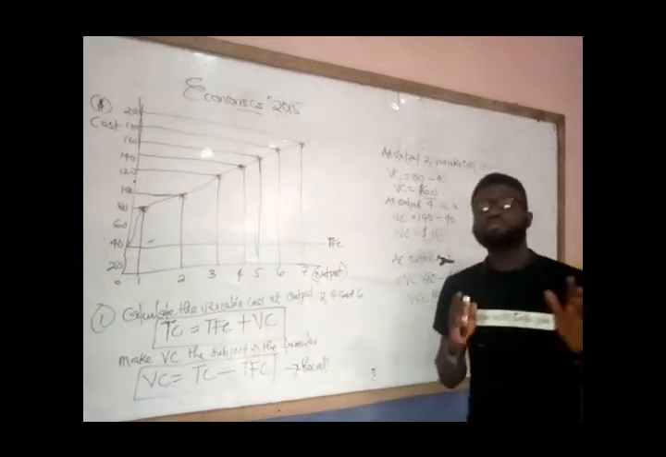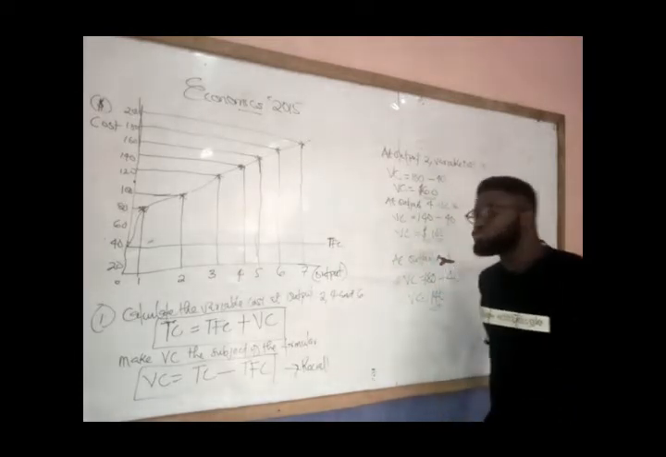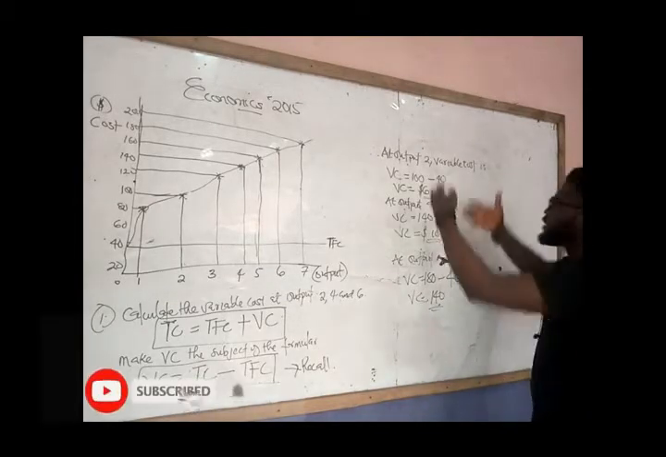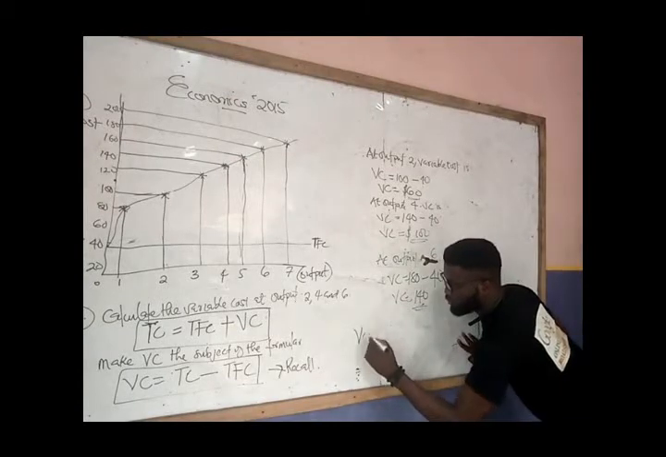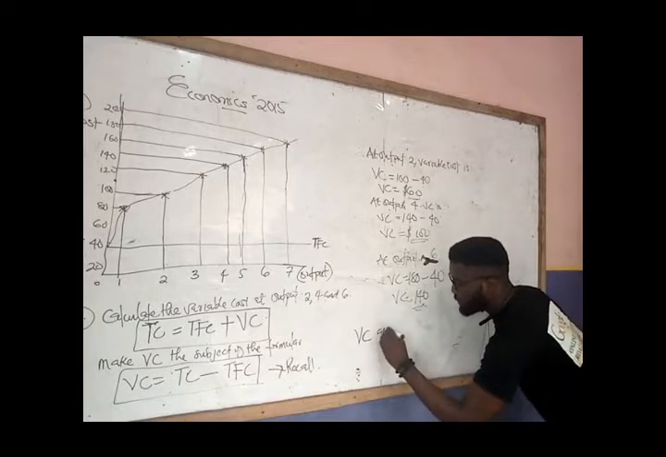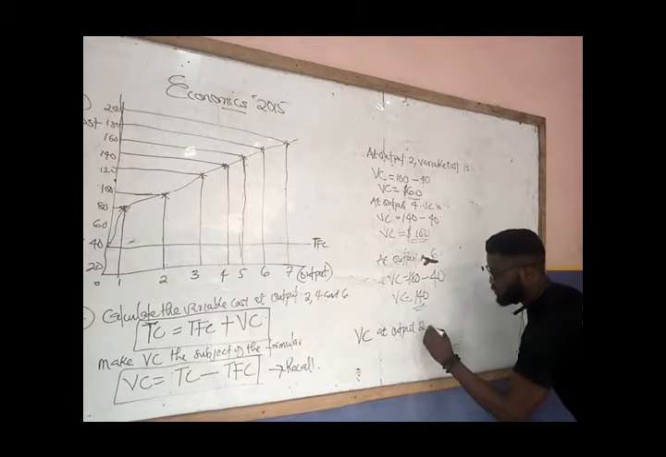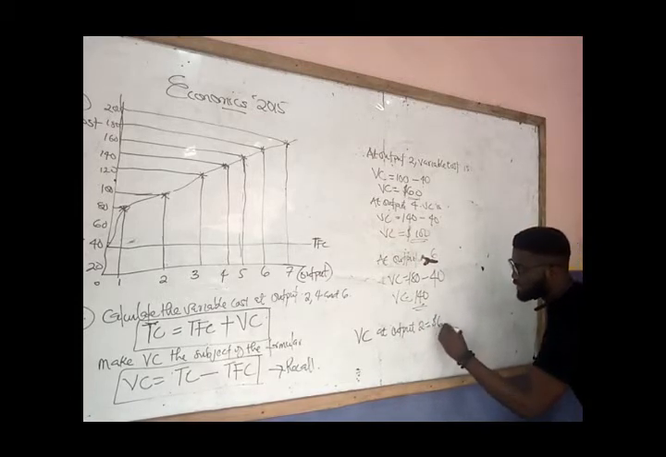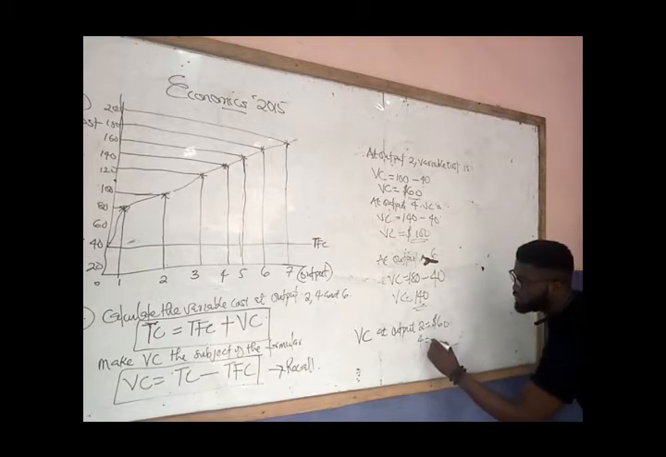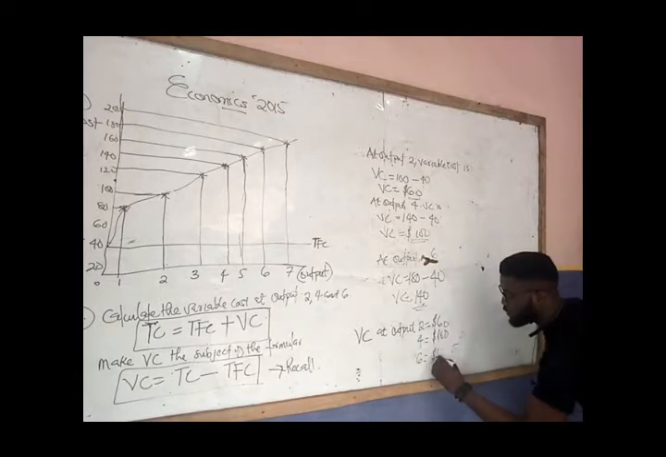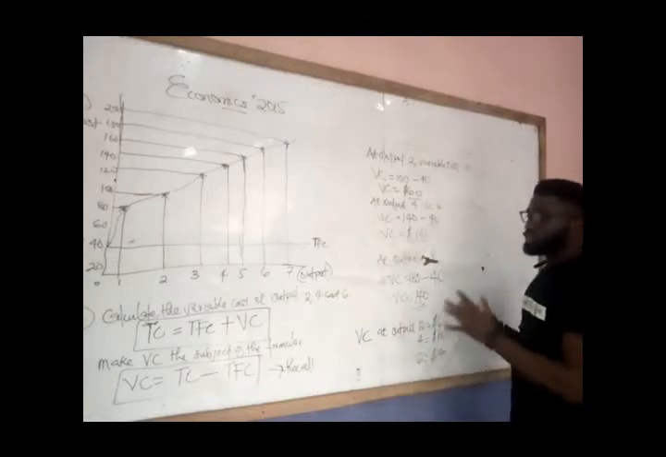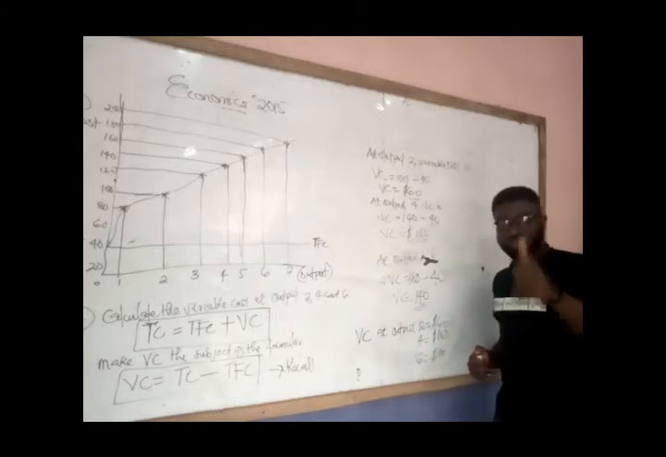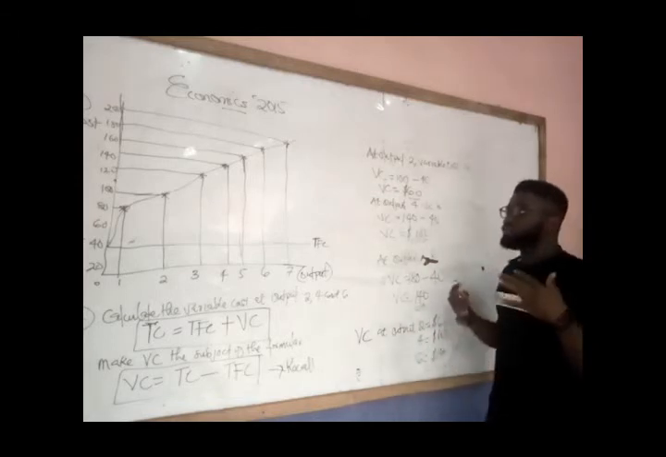Now I want you to note something: this is WAEC and it has standards. So many times it is good to display to the examiner that you know what you're talking about. So after calculating all these things, you can further say, variable cost. When I write VC, just know it's variable cost. Variable cost at output 2 equals $60, then output 4 equals $100, then output 6 equals $140. Do you know why? You've just summarized the whole thing you've done. So now you've succeeded in calculating the variable cost. I'm sure you understand this. So what you have to do next is close your book, then do this again.